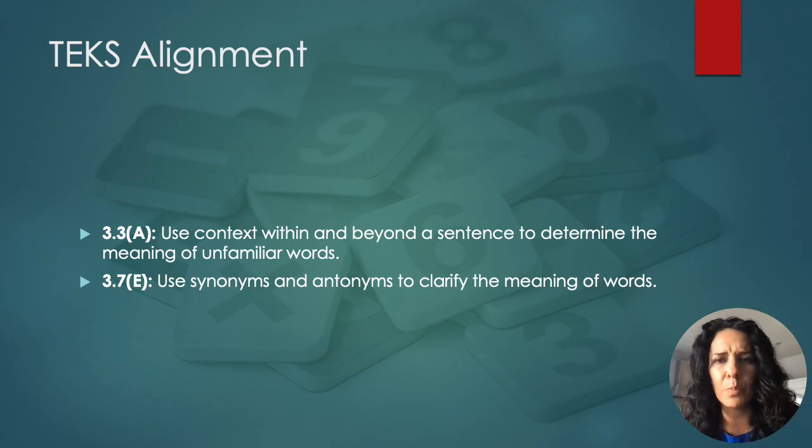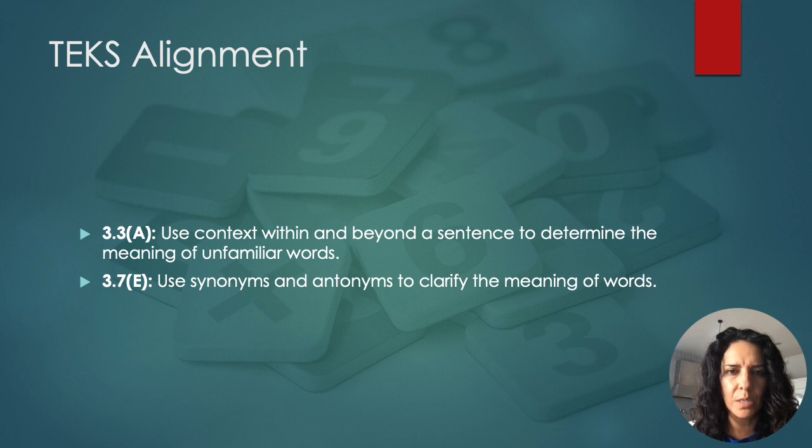This activity directly supports two ELAR standards for third grade. One focuses on vocabulary development through the use of context within and beyond a sentence to determine the meaning of unfamiliar words. The students will also use synonyms and antonyms to clarify the meaning of words. A lot of the time, we use our context clues when it comes to reading. We have to say, what is another meaning for happy? Not sad, but glad or ecstatic, so we use our context clues. We also use the pictures so that we can tell what the word means.